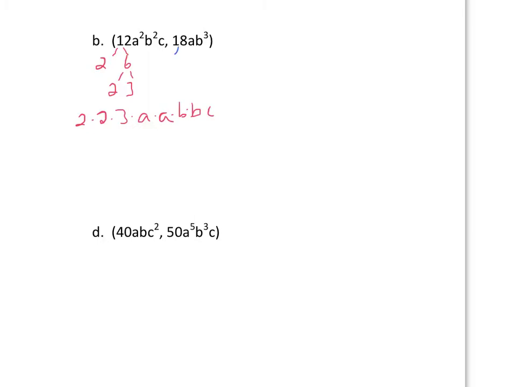The next one I'm going to do in blue here, so 2 times 9 is 18, and then 9 is 3 and 3. So that one is 2 times 3 times 3. We have a, and then we have b cubed.